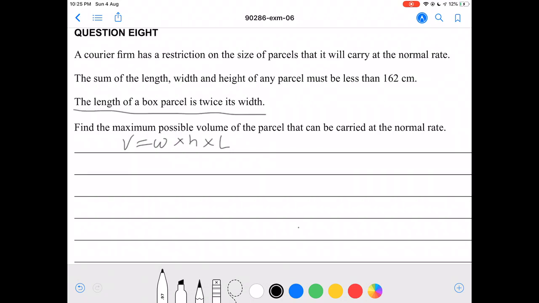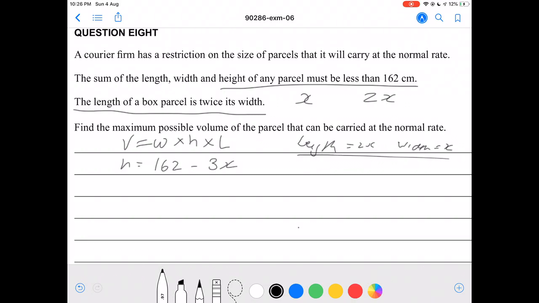Since the length of the parcel is twice its width, we'll say that width is equal to x, so therefore our length will be equal to 2x, double our width. Alright, so you notice that the total of all the length, height and width must be equal to 162 centimeters. So therefore our height would equal 162 minus 3x, minus these two added together, and that will give us our height.